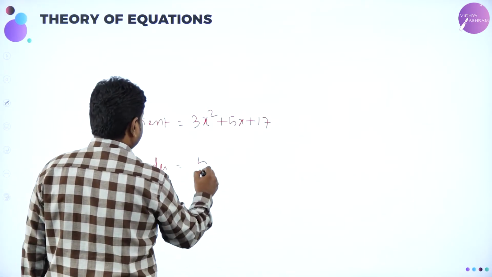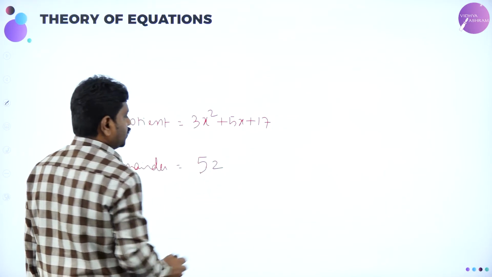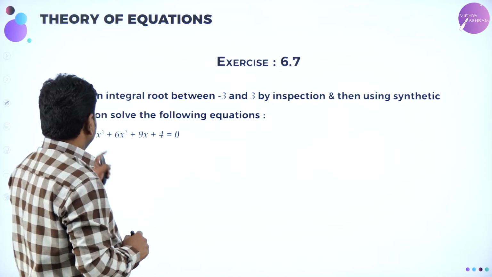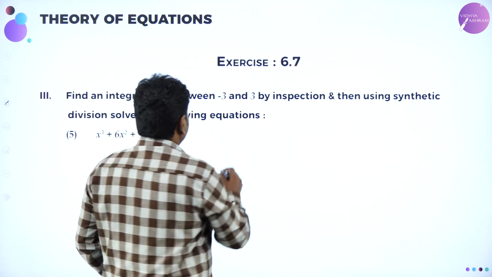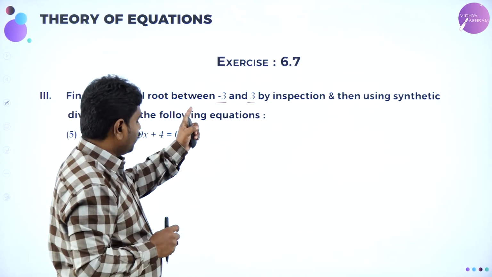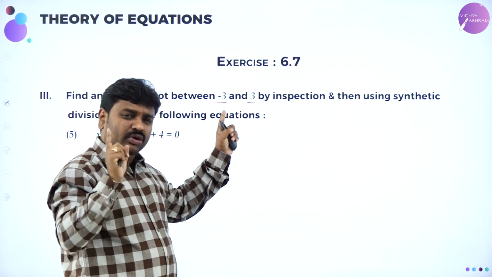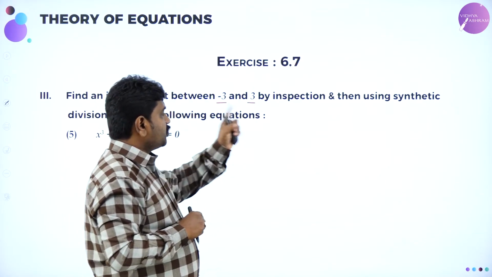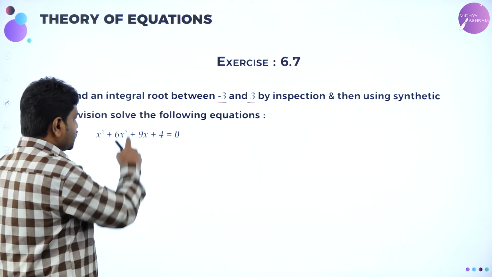That is 52. Hope all of you got this. Then find an integer root between -3 and 3. You should find it by inspection. Any one value will satisfy. For all the cubic equations, there will be one integral root between -3 and 3. By inspection, you find it. Use synthetic division and solve the equation.